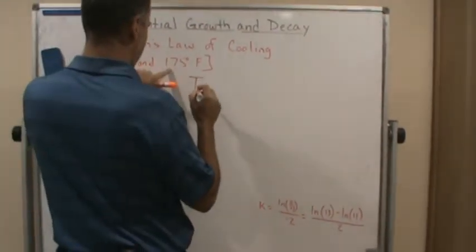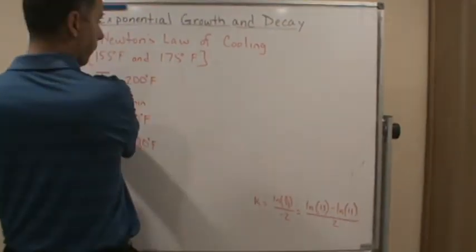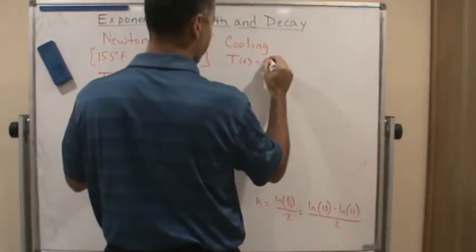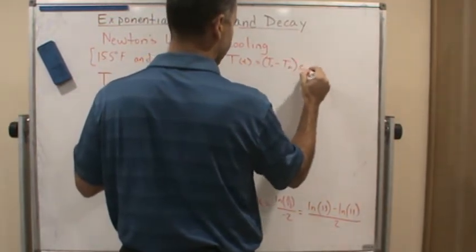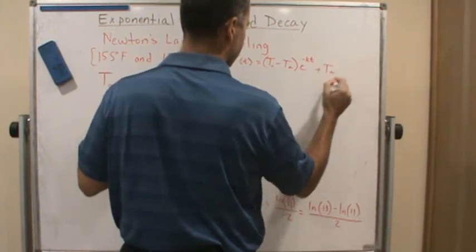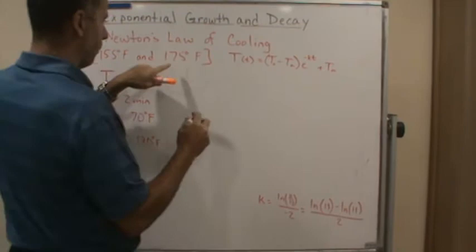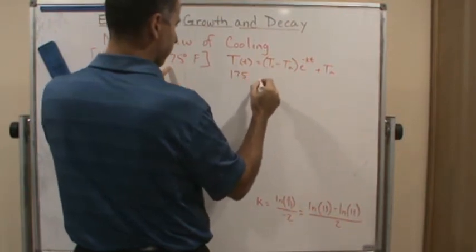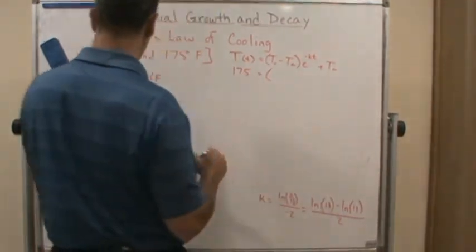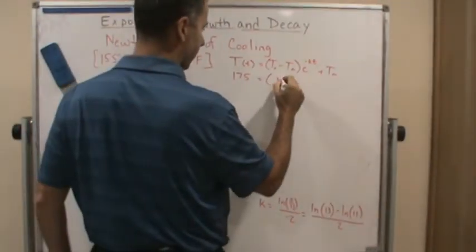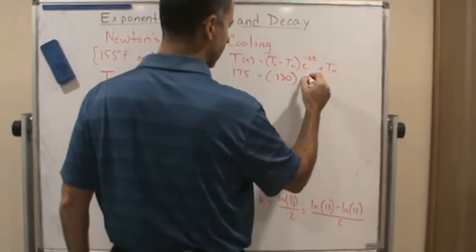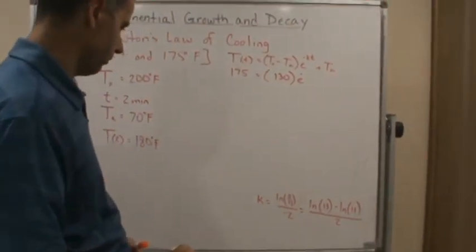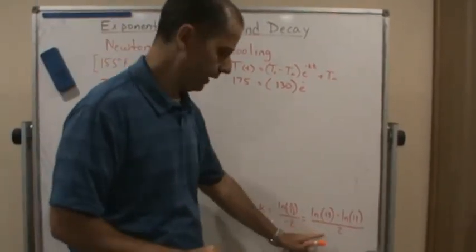So we want to know when it's going to get to 175. Again, it's going to be T of t equals T naught minus T sub a, e to the negative kt, plus T sub a. Okay, so now we're going to do the same thing, but we've got 175 equals, again, it's going to be 200 minus 70, which is 130, e to the kt, but in this case, k is equal to this, right?